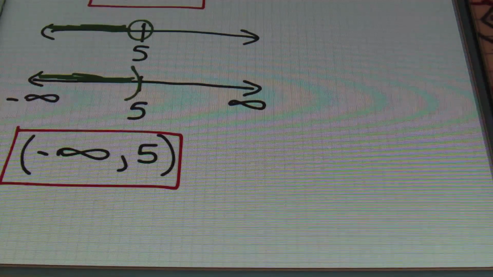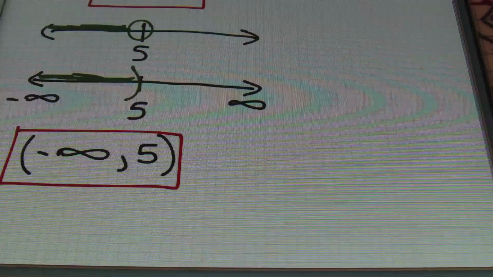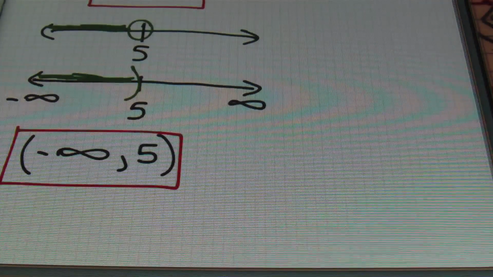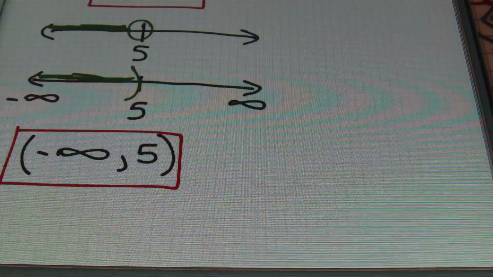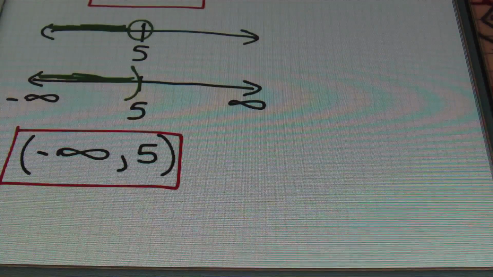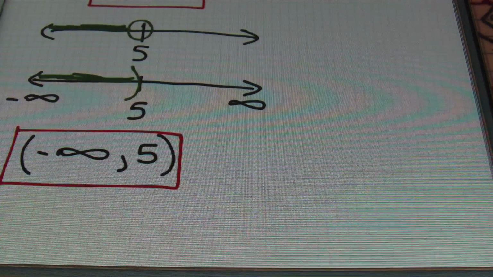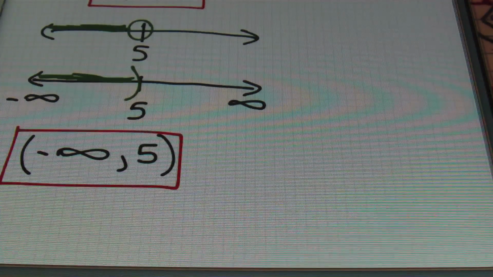Next, I'll show you the final way that you can represent your solution when dealing with inequalities, and that is using a notation called set builder notation. That's right, set builder notation. Some teachers reduce that to just set notation, but the proper name for it is set builder notation. And basically it's just fancy dressing on your solution.